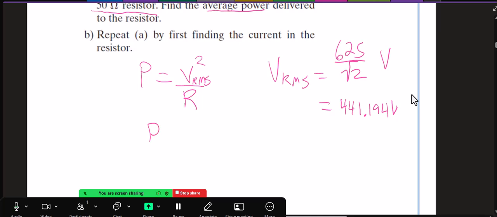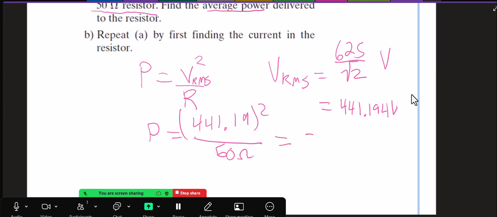So our power is going to equal 441.94 squared over our resistance, which is 50, and I get 3,906.25 watts.